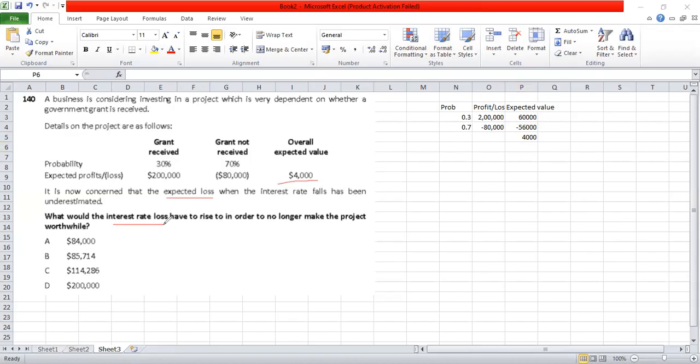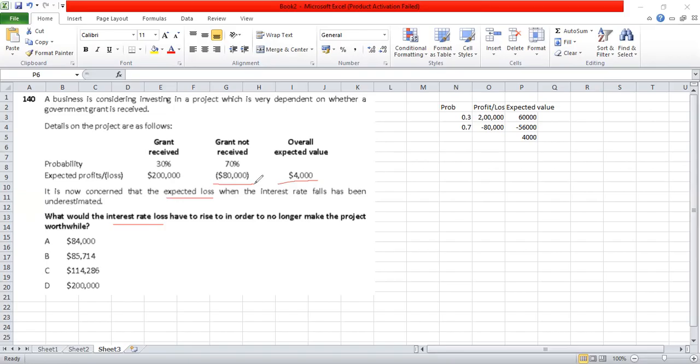The loss on account of what would the interest rate loss have to rise to? On account of interest rate, they already have a loss here. How much would be the loss? How much should be the loss so that the project becomes not worthwhile? That is the point. So the same logic, the same equation part of it, we will take into consideration.